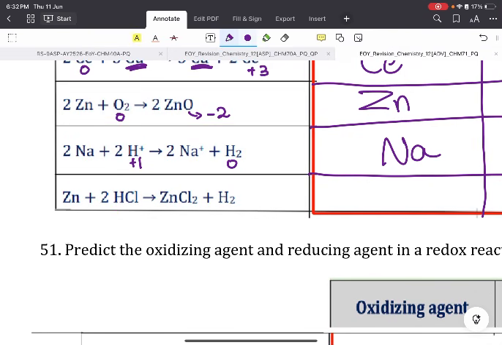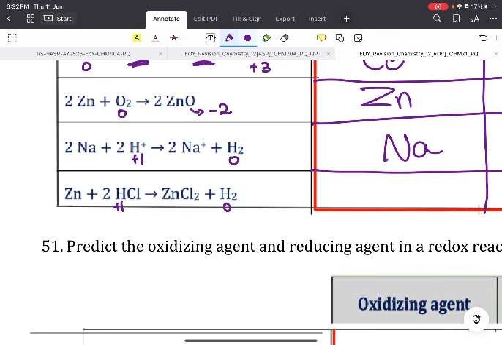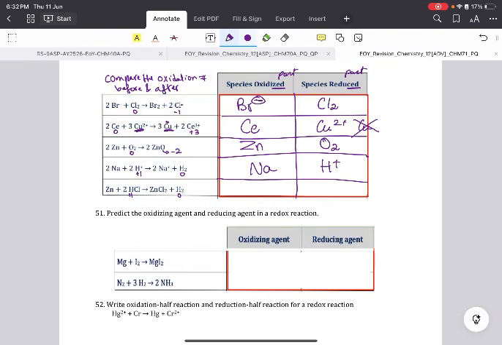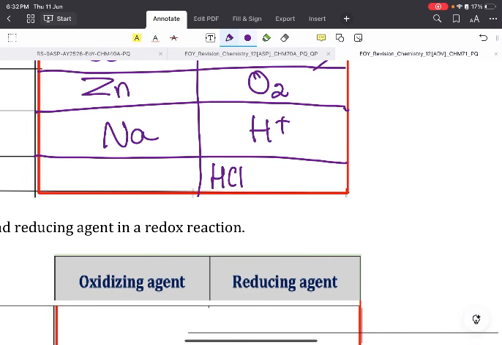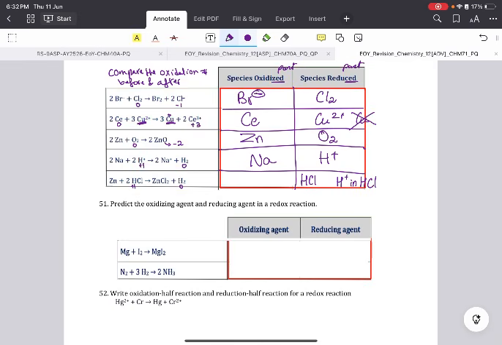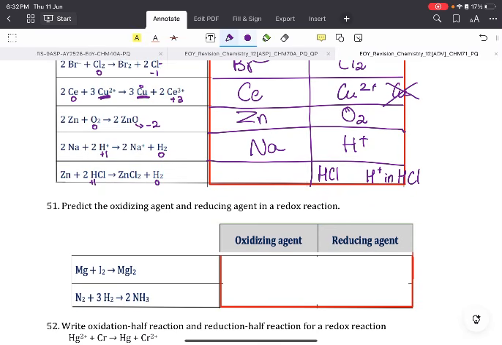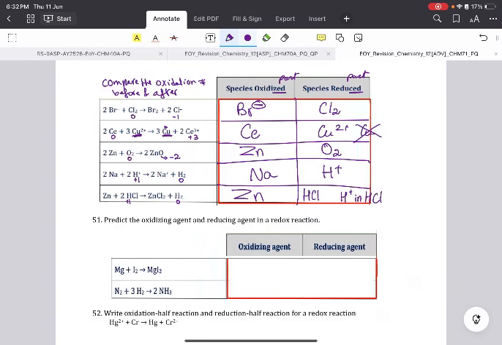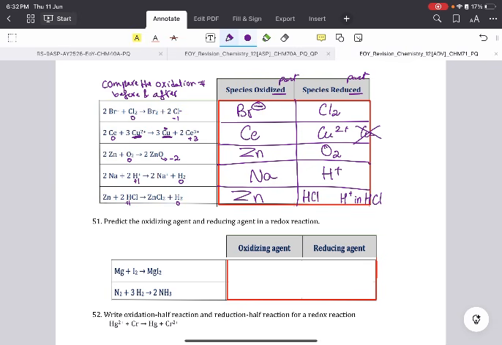Last one I have here. H in a compound is going to be +1. H in an element is going to be 0. So HCl reduced. You can either say HCl, or you can say H plus in HCl got reduced. Both of them are correct, and this is zinc oxidized. Now, there will definitely be a question in your exam asking you which one oxidized, which one reduced, which one is going to be the oxidizing agent, and which one is going to be the reducing agent.